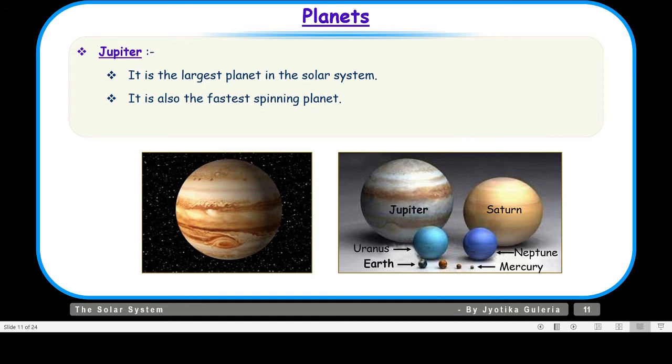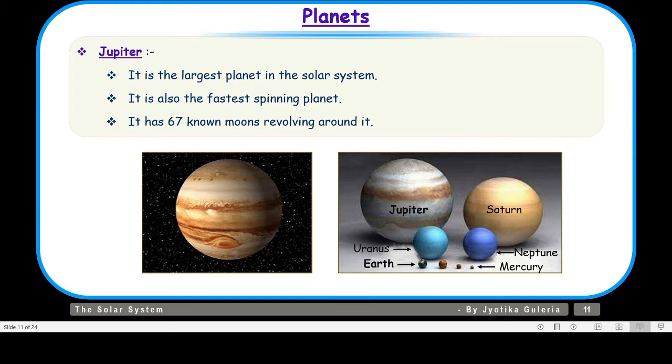So children, here you should know that our Earth rotates once in 24 hours, but Jupiter rotates approximately once in 9.5 hours. And if we talk about its moons, it has 67 known moons revolving around it.